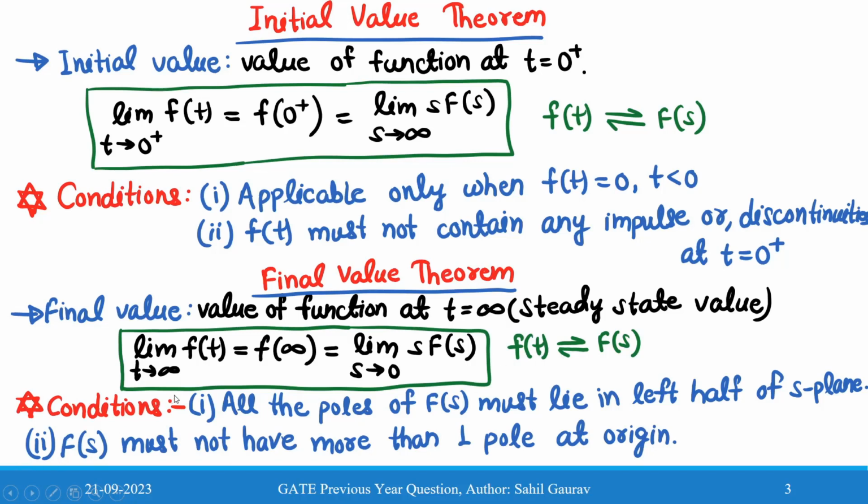There are also some conditions for the final value theorem. The first condition is that all the poles of F(s) must lie in the left half of the s plane. The second condition is that F(s) must not have more than one pole at the origin. Both these conditions should be satisfied before applying the final value theorem. Otherwise, it is not applicable. Okay, so now let us come to the problem and start solving it.